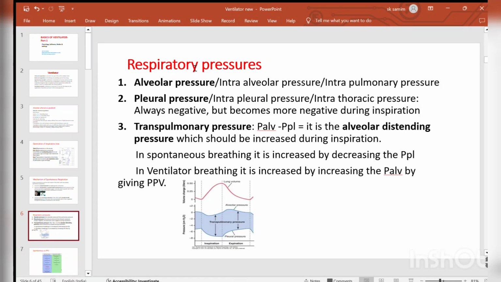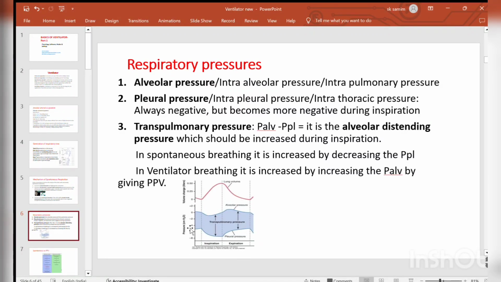Alveolar pressure may be positive or negative, but pleural pressure is always negative but becomes more negative during inspiration. Transpulmonary pressure is the difference between the alveolar pressure and the pleural pressure. Transpulmonary pressure is the alveolar distending pressure, which should be increased during inspiration. In spontaneous breathing, it is increased by decreasing the pleural pressure, but in ventilator breathing, it is increased by increasing the alveolar pressure by giving positive pressure ventilation.